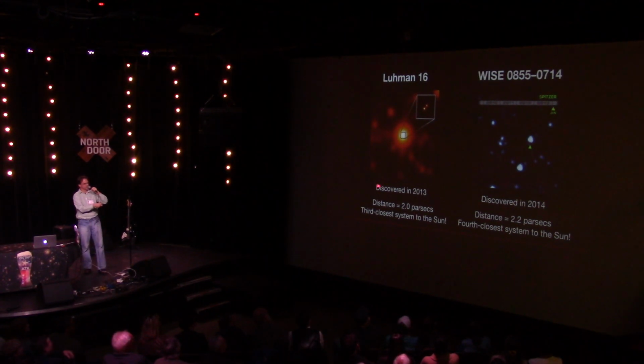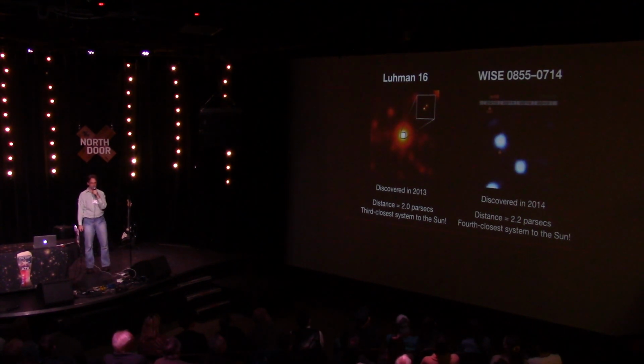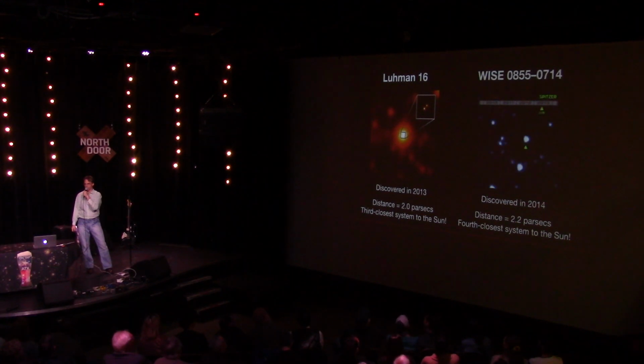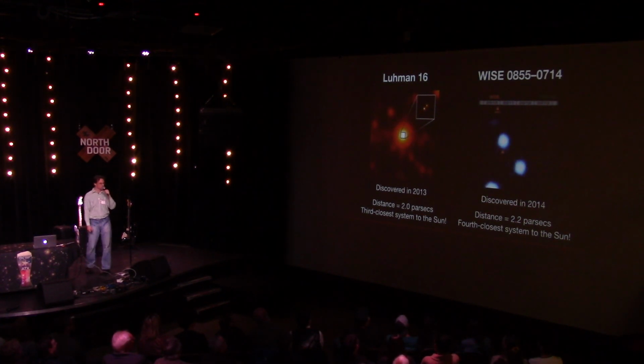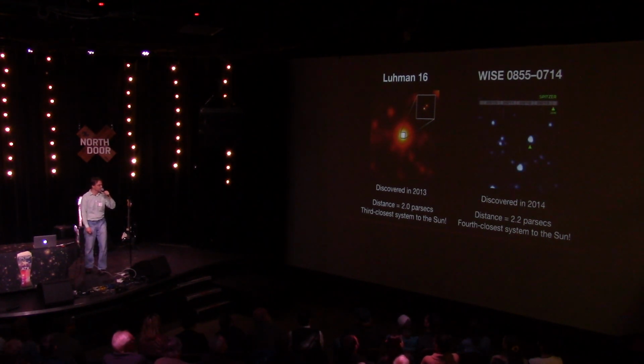It was discovered 6 years ago, and it is 2 parsecs away. That makes it the third closest system of stars or brown dwarfs to the sun. And we didn't know about it until 6 years ago. There's a story behind it. I don't have time now, but feel free to ask if you'd like.